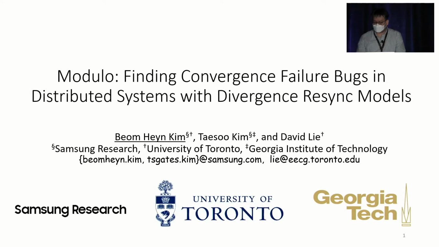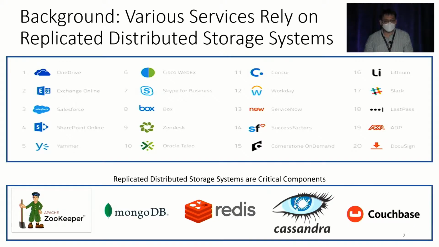I would like to talk about Modulo today, which is a model-based testing tool. It's specially designed for finding convergence failure bugs in distributed systems with Divergence Resync Models. These days, there are various cloud services and large-scale web applications relying on distributed systems.